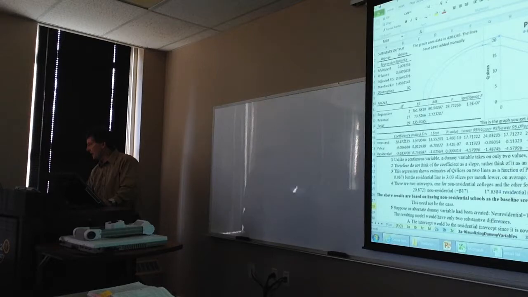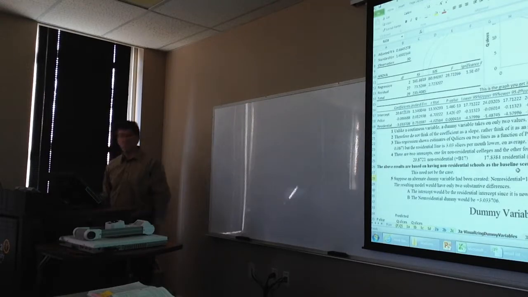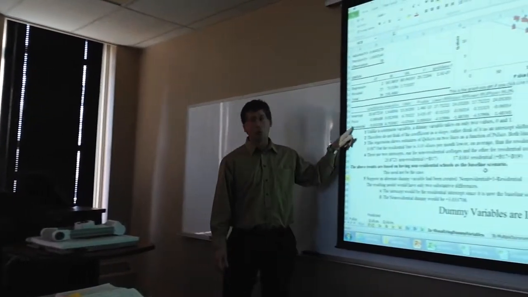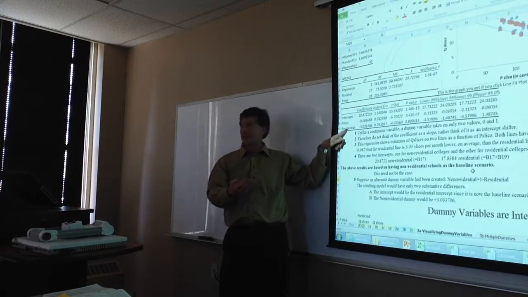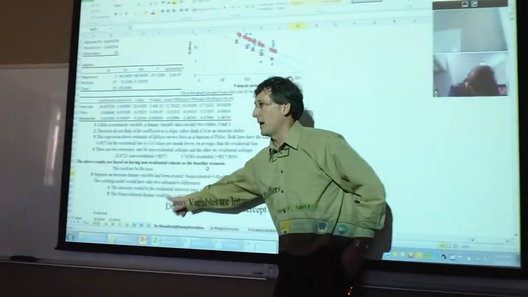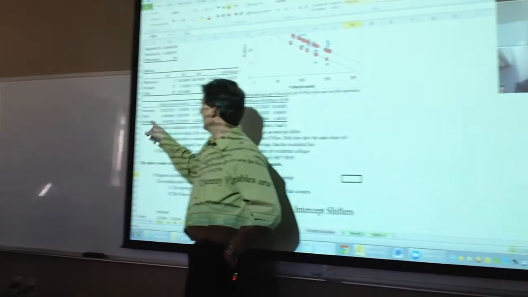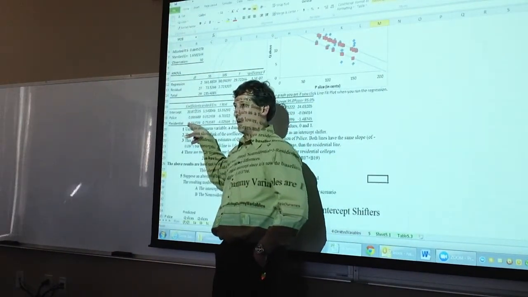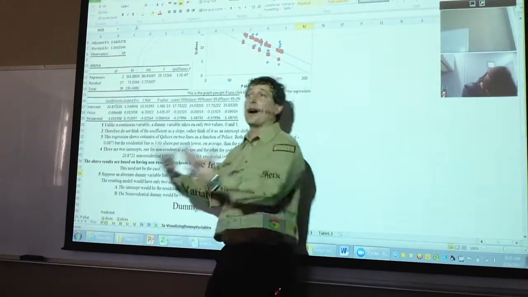So if you come back to that now, the above results are based on having non-residential schools as the baseline scenario. So by giving the residential schools a 1, our baseline was the non. And so we're saying, what is the impact of a residential school? And we get this negative. By flipping it around, what happens to the sign? It just switches, right? And so now the interpretation is that the non-residential gets the 1, and we're saying, if you're a non-residential school, you get that kind of positive effect. See what I mean?